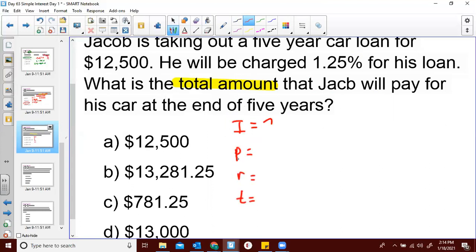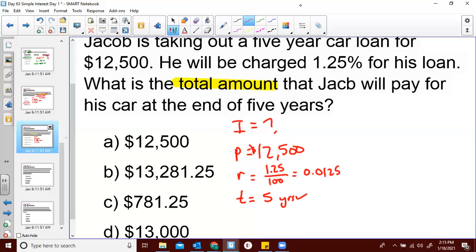And we don't know what the interest is. We definitely know our principal, because it's a dollar amount, is $12,500. He's going to be charged 1.25% for his loan. Let's see, another trick here for your rate. You could just plug it into Desmos as 1.25 over 100, right? That is the same thing as plugging in 0.0125, right? But I'm going to show you that I can just plug this in as a fraction. And we have 5, and that's going to be in years, so we know we're good to go there.